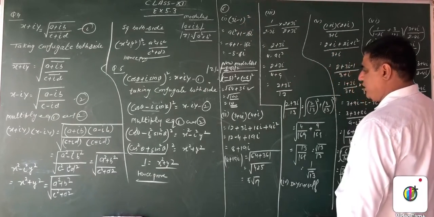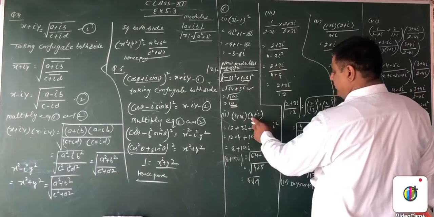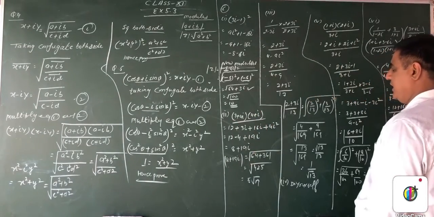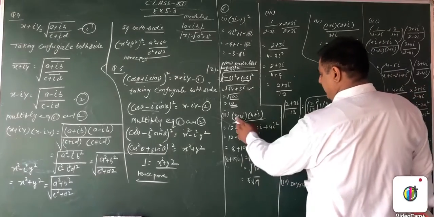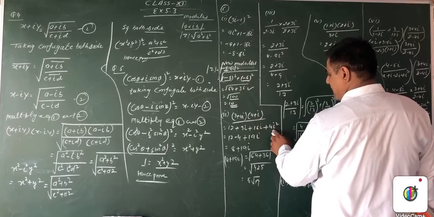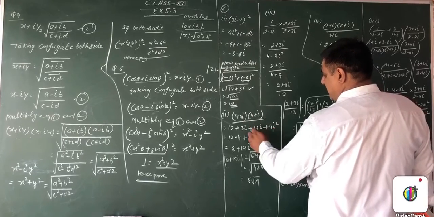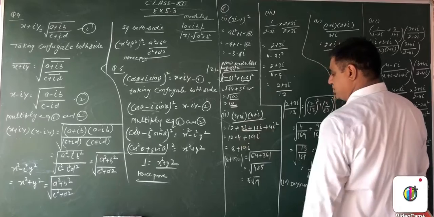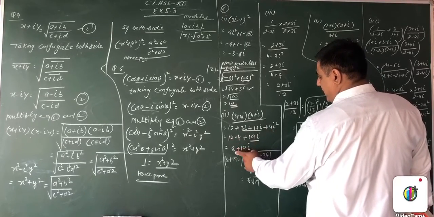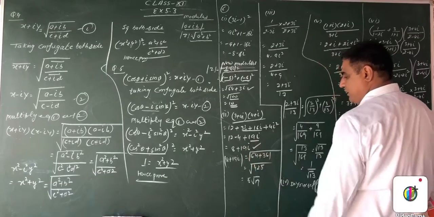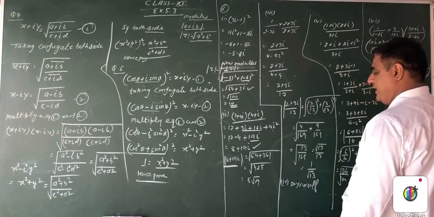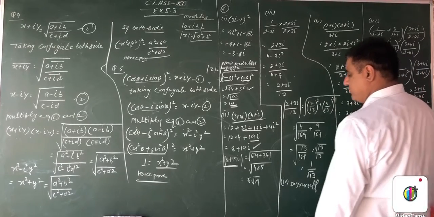In the second part, (3 plus 4 iota) into (4 plus iota). First we multiply both these complex numbers. 3 multiplied gives 12 plus 3 iota, 4 times 4 iota is 16 iota, plus 4 iota square. Now this becomes 12 plus 3 iota plus 16 iota is 19 iota, and this becomes minus 4. 12 minus 4 is 8, plus 19 iota. Now this is your complex number. Now we find the modulus of this function.